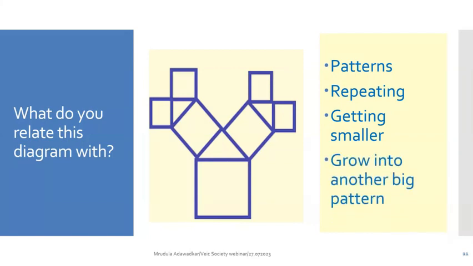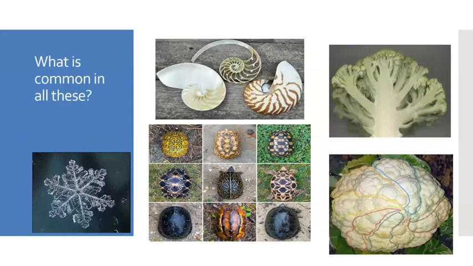At the same time, this entire structure will grow into another big pattern. So the individual element is becoming smaller and the entire pattern is growing big. At the same time it is getting smaller and growing. In mathematics, we call this a fractal. I will definitely not speak about the Mandelbrot set and all; it would be a spoiler in this scenario.